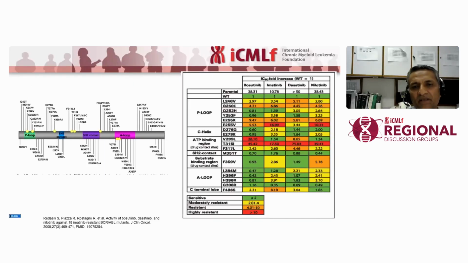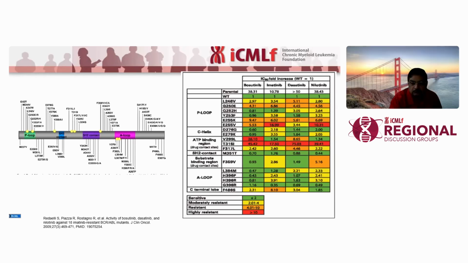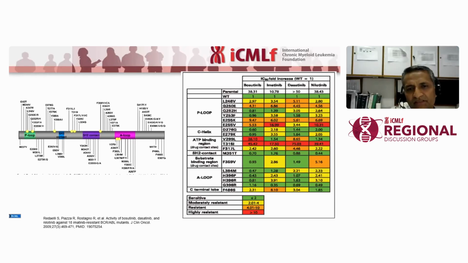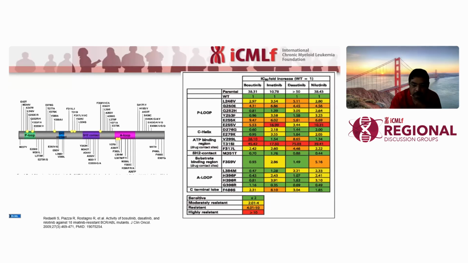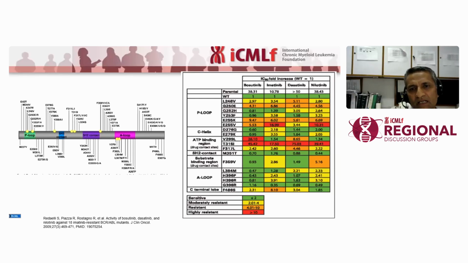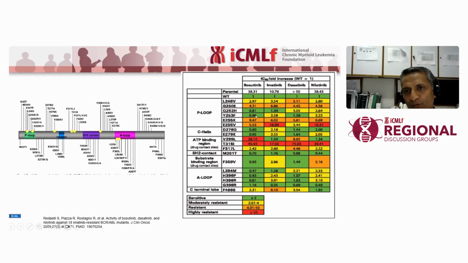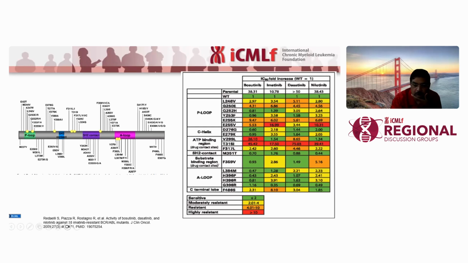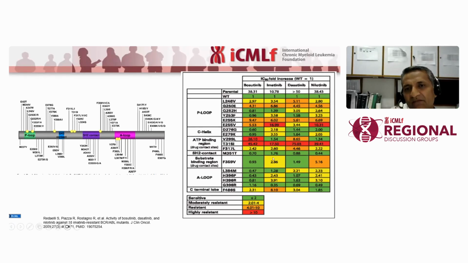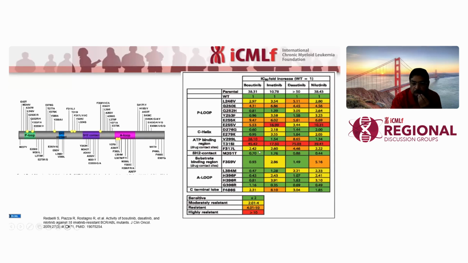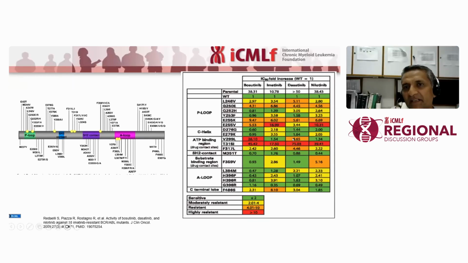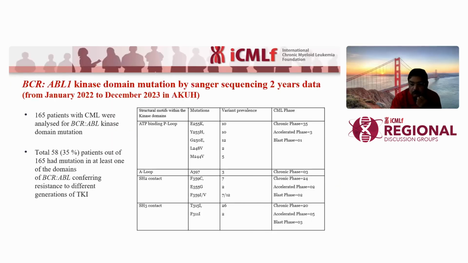I'll not be discussing them, but in this table I'd like to point out that there are a few mutations whose IC50 fold is less than 2 and are sensitive, and if you've seen, they are mostly in the region of the A loop and the P loop. But the loop of the ATP and the SH2 are more resistant, highly resistant to any TKI.